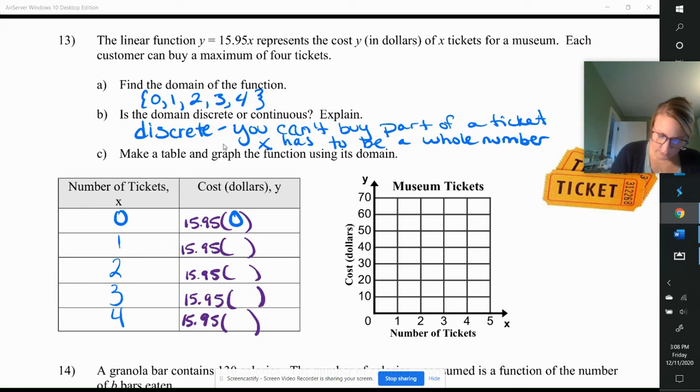So when x equals 0, 15.95 times 0 is 0, so we plot the point 0, 0. When x equals 1, so you buy 1 ticket, the total cost is $15.95. So we want to plot the point where x equals 1 and y equals $15.95.